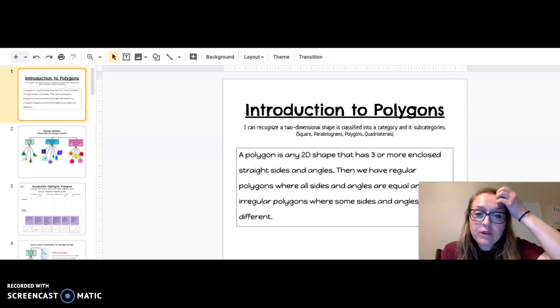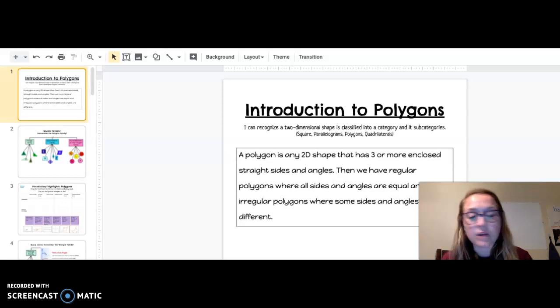So just a quick refresher, a polygon is any two-dimensional or flat shape that has three or more enclosed straight sides and angles. Then we have regular polygons where all sides and angles are equal, and irregular polygons where some sides and angles are different. So this is just a quick refresher to see what you remember about polygons and what you need to brush up on.